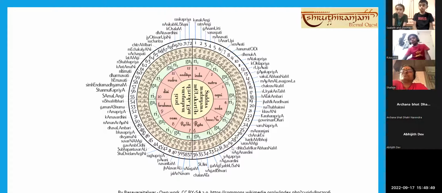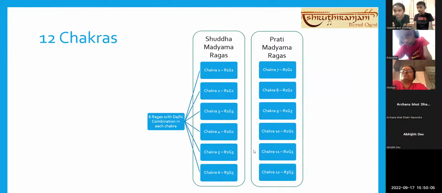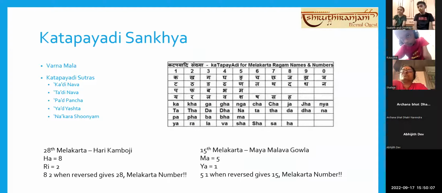We'll go to the chart and see what is next to 28, Harikamboji. There is some misalignment here. 26th is Charukesi, 27 is Sarasangi, 28th is Harikamboji. Okay. There is a mistake also I found in this. So 28th is Harikamboji.